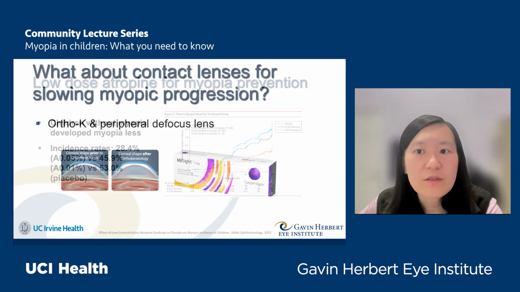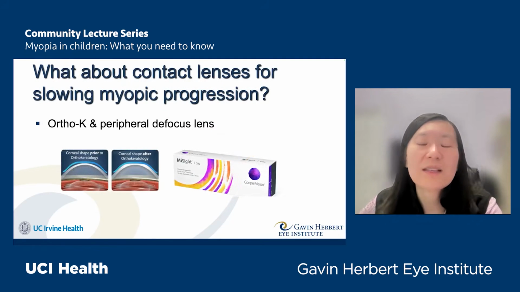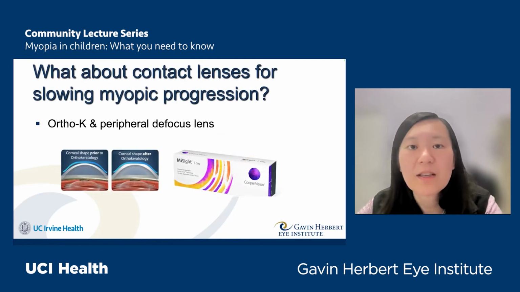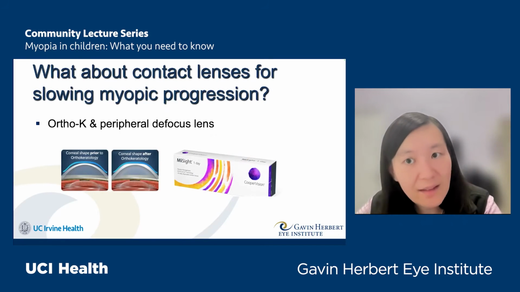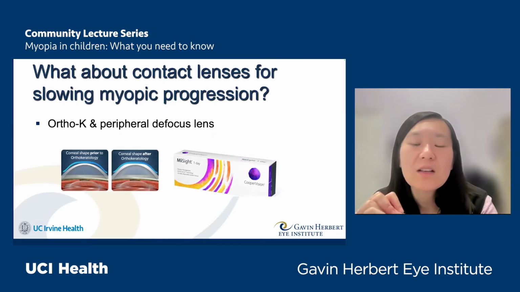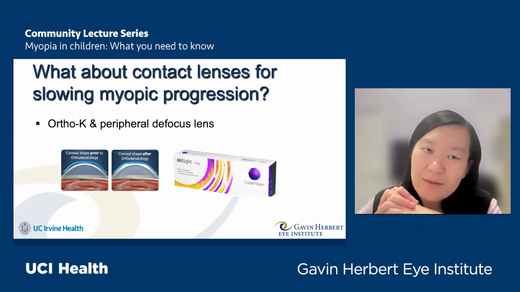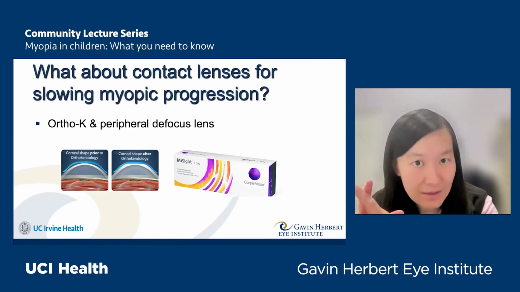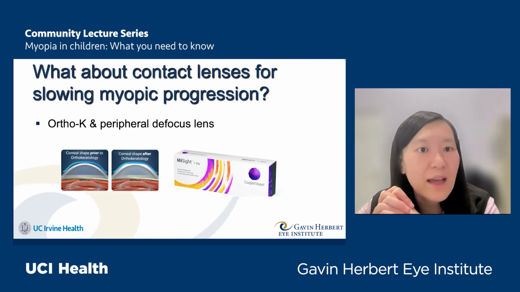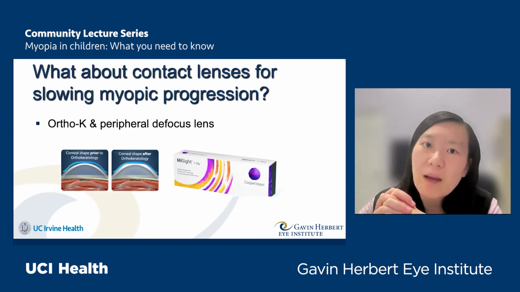So next, we're going to skip to the other form of controlling myopic progression, which is contact lenses and glasses. A lot of parents will say, well, I don't want to do drops. My kids scream and yell when I'm putting drops in. Is there something else we could do? So this is what we're going to talk about. Can contact lenses slow down myopic progression?